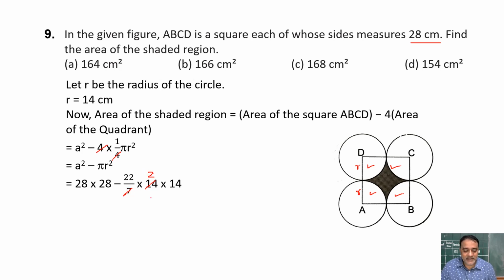So we are getting 28 square, that is 784. 22 into 28, 2 into 4, 14. So 616. So 784 minus 616 is 168 centimeter square. So which option is the correct one? Option C. Right. So now we are moving toward question number 10.